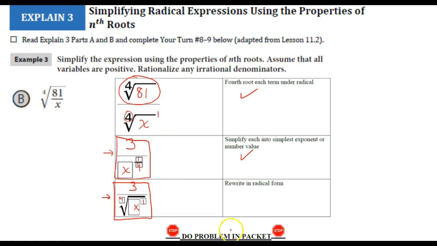Alright, just like it says here, it says do the problems in the packet, so stop here in your example packet and do some of the problems in your packet. And I'll see you for Explain 4.